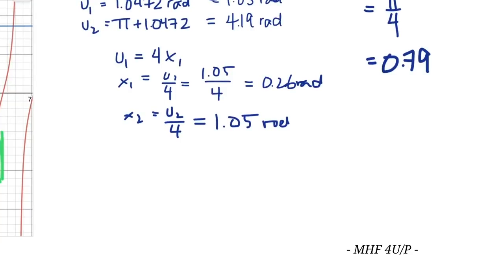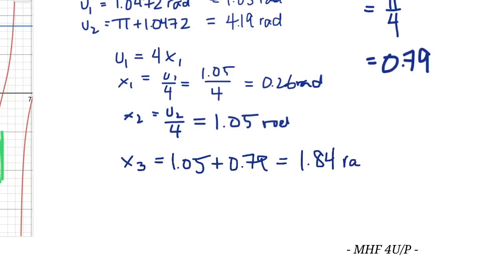Our first solution was 0.26 radians. If we add a period to that, 0.26 plus 0.79, it gives us x2, our second solution. So we already have that as a solution; we don't need to add it again. But to find our x3, our third solution, we could do 1.05 and then add a period, 0.79. That gives us 1.84 radians.